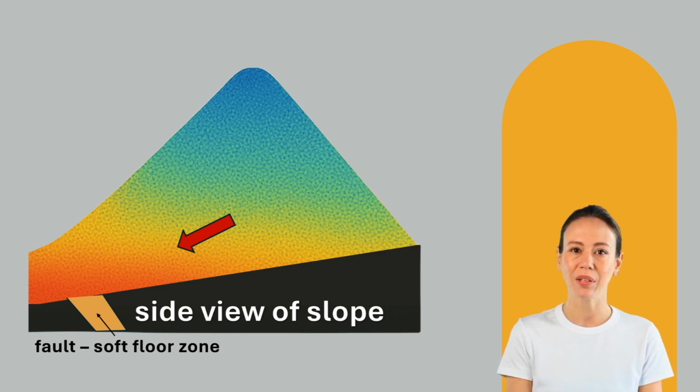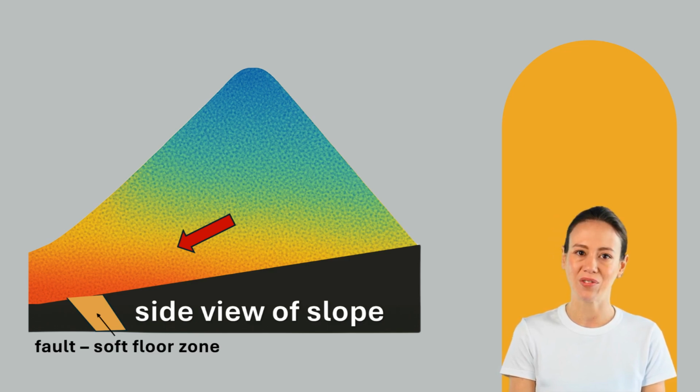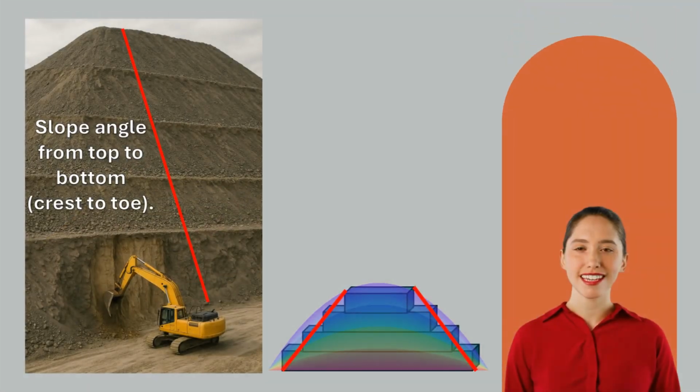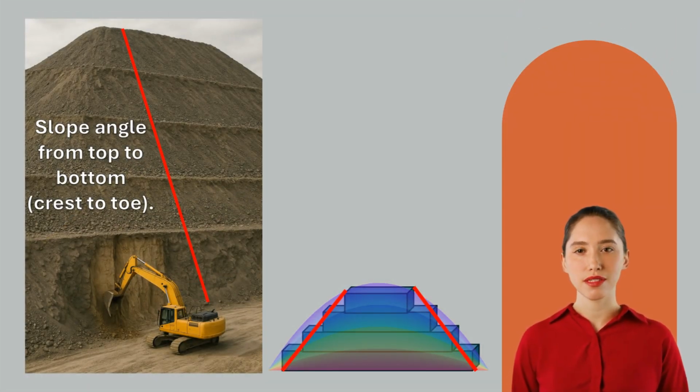Instead, it can become a plane of weakness that allows the entire dump or slope to begin moving along it. If water is present or the weak layer is continuous across the slope, the risk of a large-scale failure significantly increases. Now, let's take a look at a mine dump that's been built up in multiple levels or lifts stacked on top of each other.